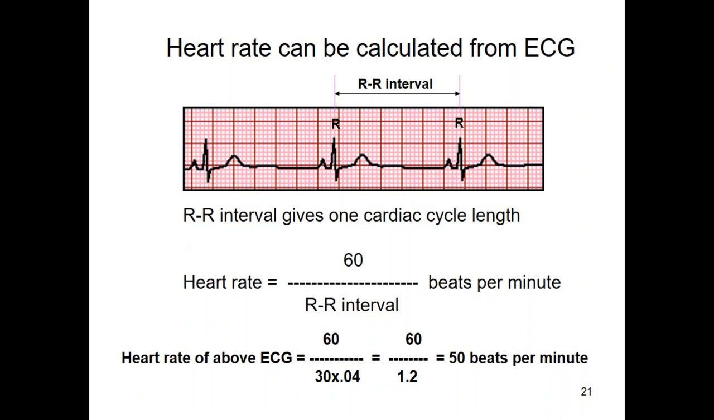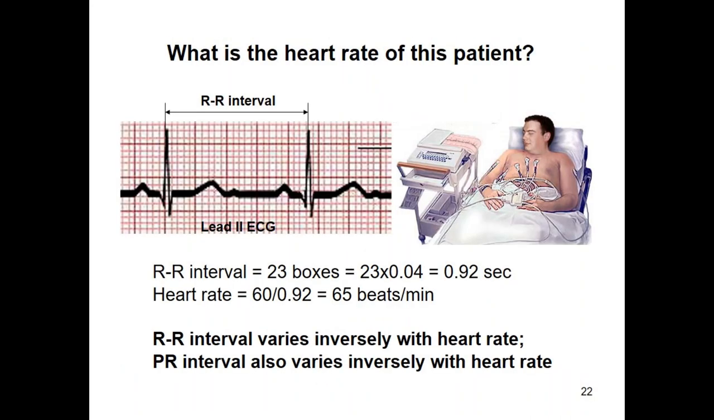You can calculate the heart rate of this patient. If you look at the ECG, count the number of large squares and small squares. That is the RR interval between the two peaks of the two R waves. You can see 23 small boxes, times 0.04 is about 0.92 seconds. Heart rate is 60 divided by 0.92, which comes to about 65 beats per minute.